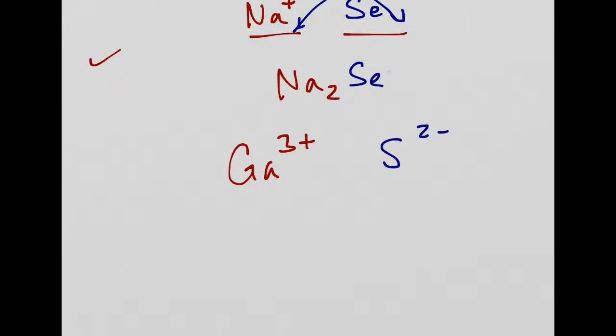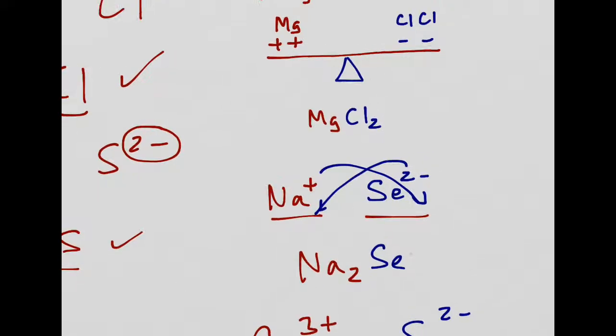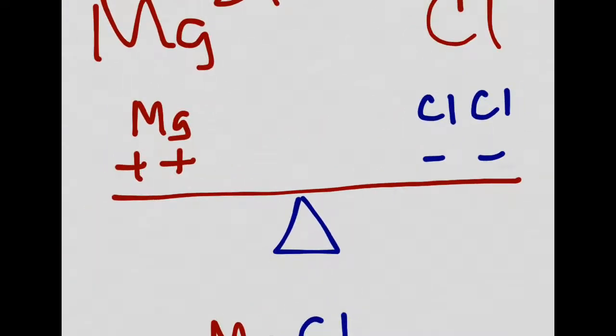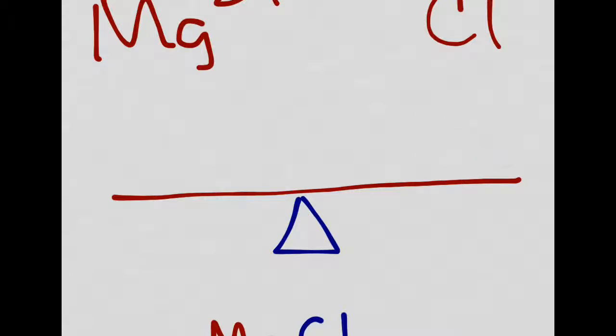Now, if we do this from the perspective of the seesaw again, let's erase these. My gallium has a 3+ charge on it, so let's change it to red, 3+. And then my sulfide ion has a -2 charge.